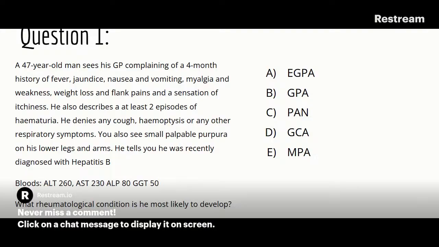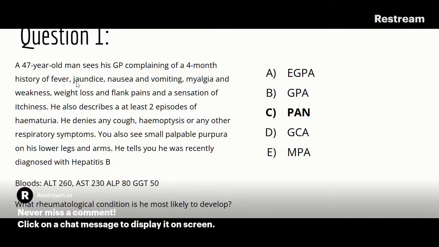So for this question, the answer is as follows. It's most likely going to be polyarteritis nodosa. And it's quite simple if we break it down a little bit. We can see a fever, which is a non-specific symptom. We can see jaundice. Jaundice should make you think liver being affected, which from an MLA standpoint should make you think about polyarteritis nodosa already, but if not, that's fine.